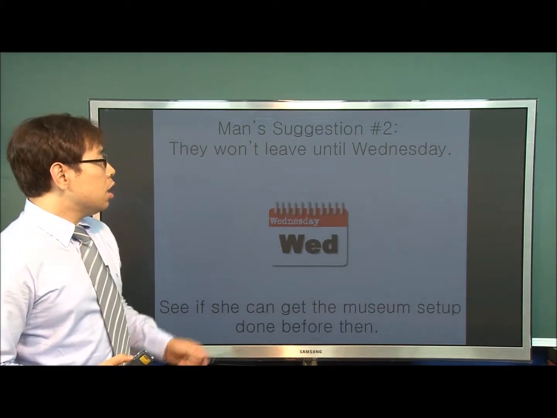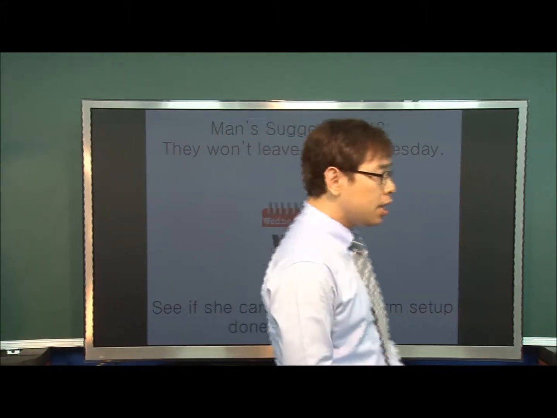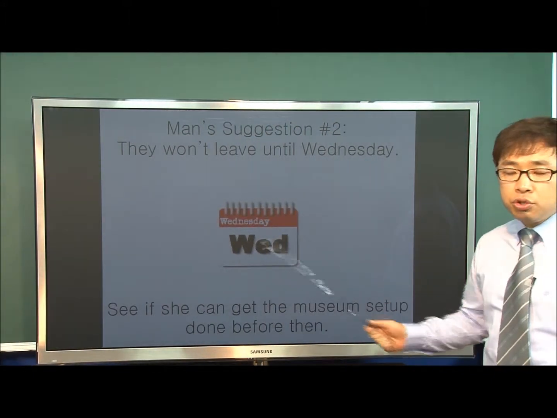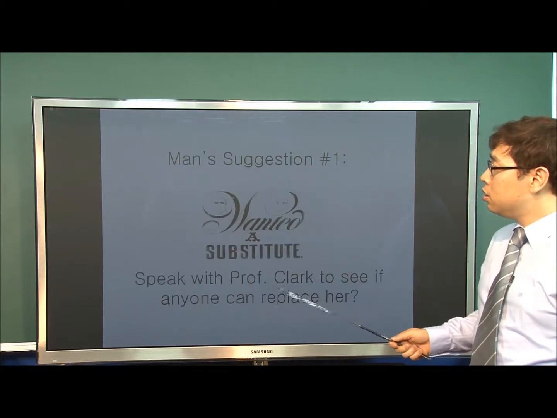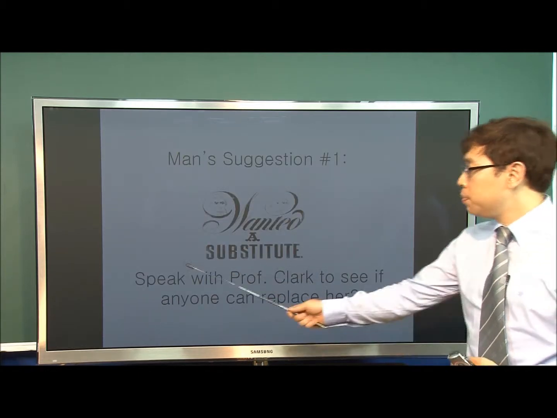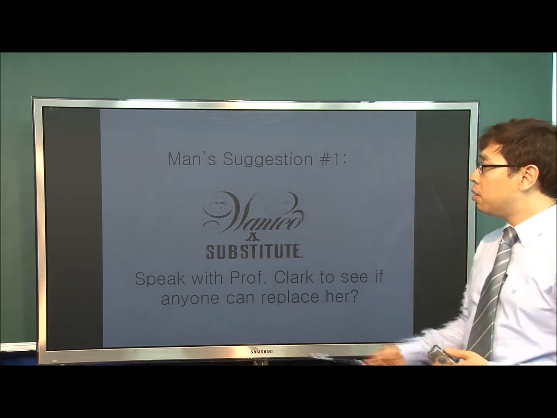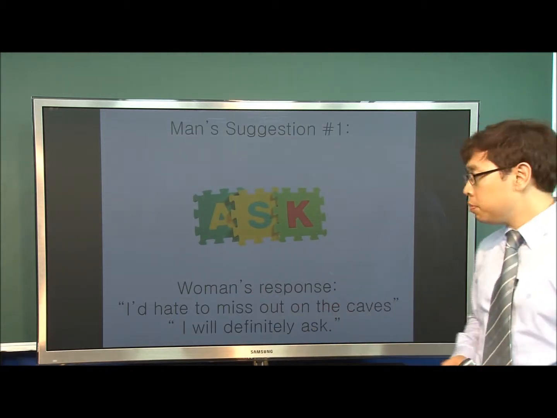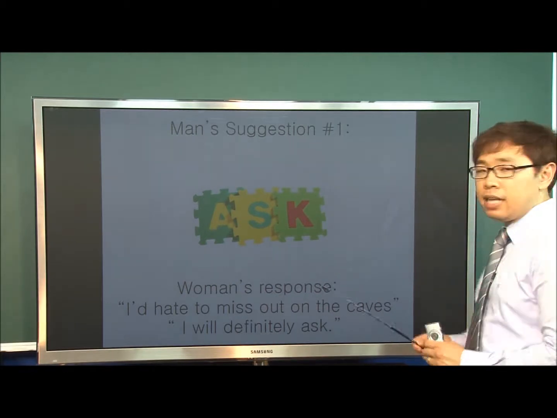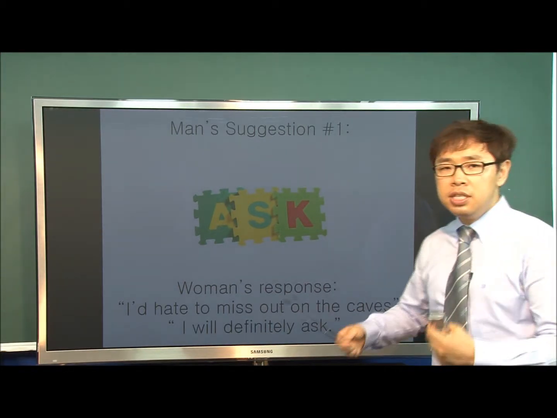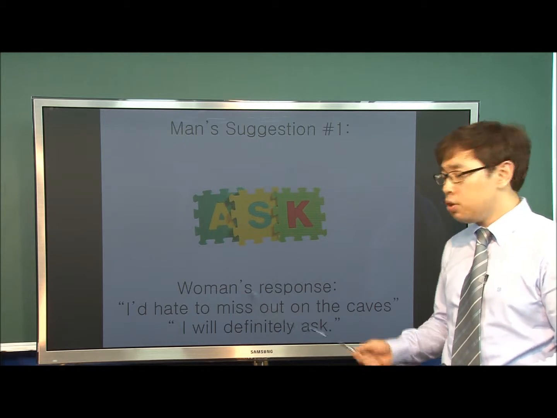You need to choose from these 2 suggestions, and you can say, I think either suggestion 1 or suggestion 2 is better. If you say suggestion 1 is better, you would say, I think speaking with Professor Clark to see if anyone can replace her is a better idea. And here are the reasons why, and you'll use her response. She says, I'd hate to miss out on the caves, and I'll definitely ask. You can see that she is strongly set on going on this field trip. She can't miss it. She wants to go.